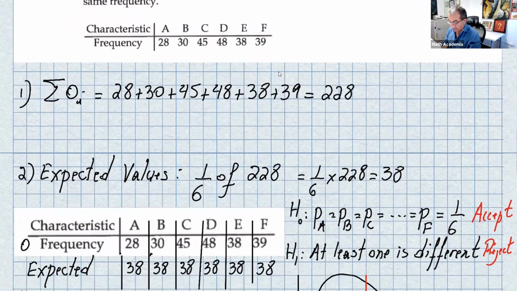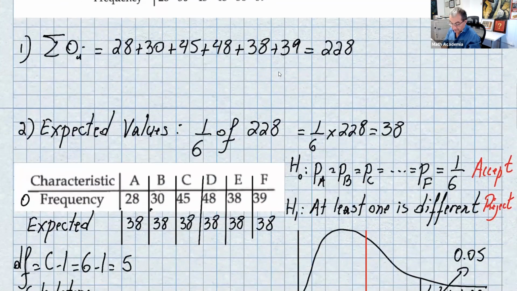1/6 of the total of the observed frequencies. So it's going to be 38. So I made another table here. We have the observed frequencies, and the expected ones are 38 for each one of them.